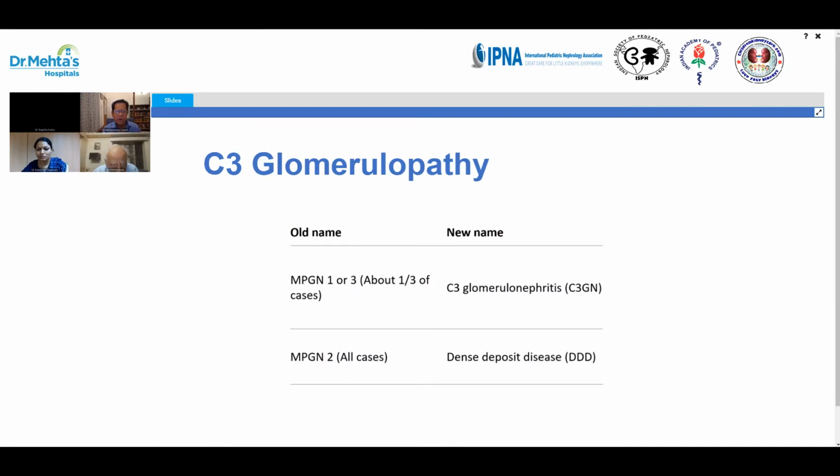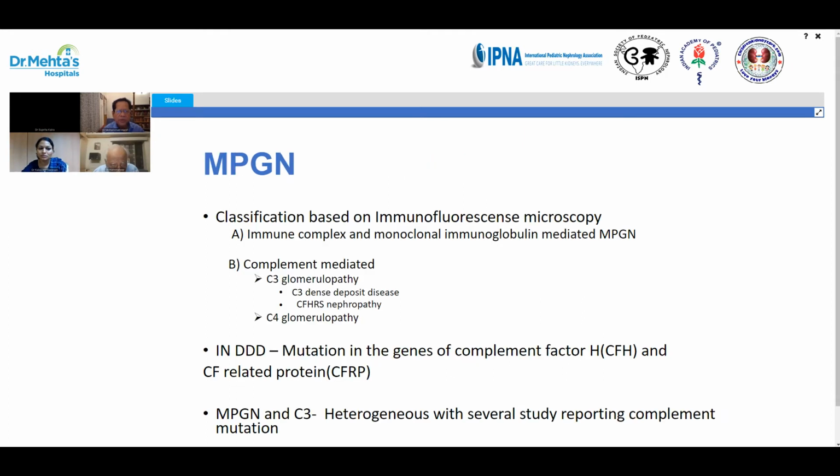C3 glomerulopathy. The old name is mesangioproliferative glomerulonephritis types 1 and 3, and the new names are C3 glomerulonephritis and dense deposit disease. What has happened in this classification is based on two things. One is the immune complex and monoclonal immunoglobulin mediated mesangioproliferative glomerulonephritis. Another is the complement mediated.